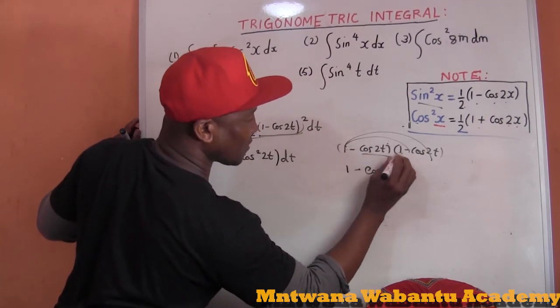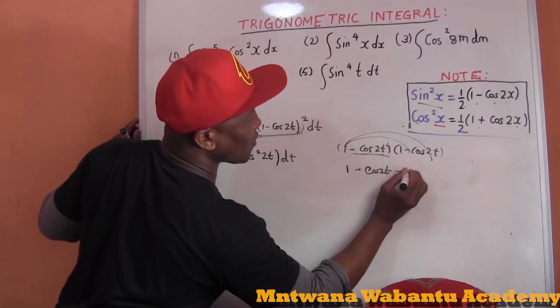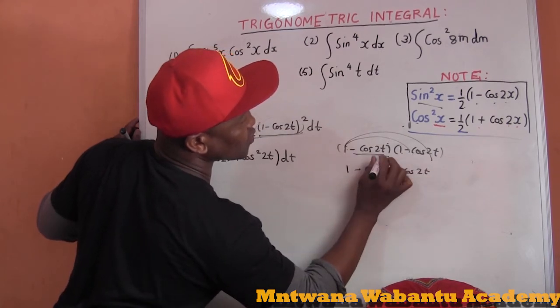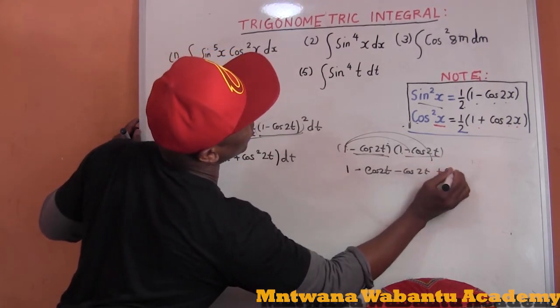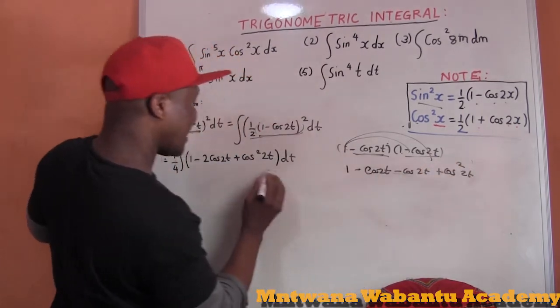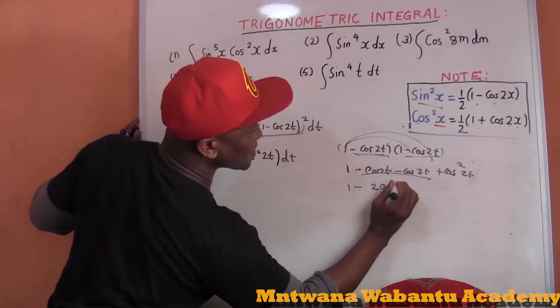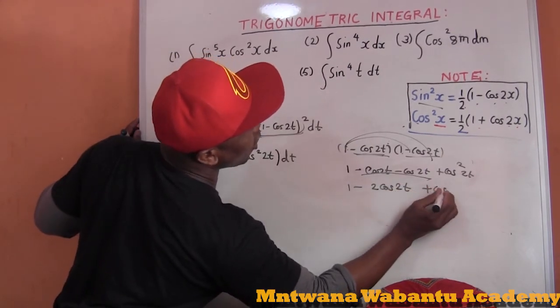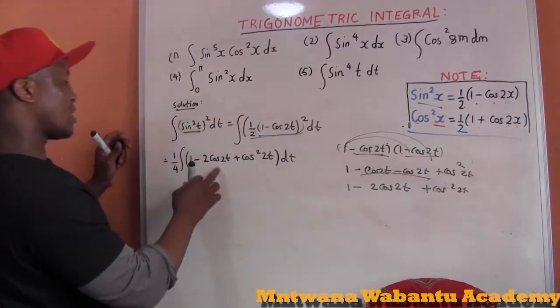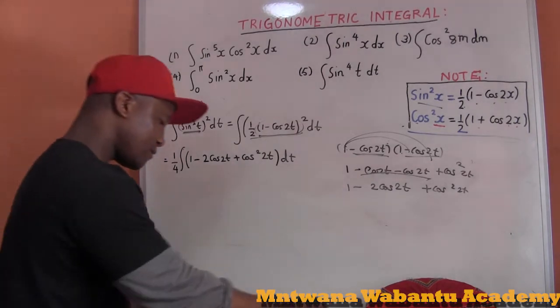Now we go for this. For the first one, negative cos 2t times 1 is negative cos 2t. Negative cos 2t times negative cos 2t is plus cos squared 2t. And then putting these two together, it's going to give us negative 2 cos 2t plus cos squared 2t. So that's why I got this one.